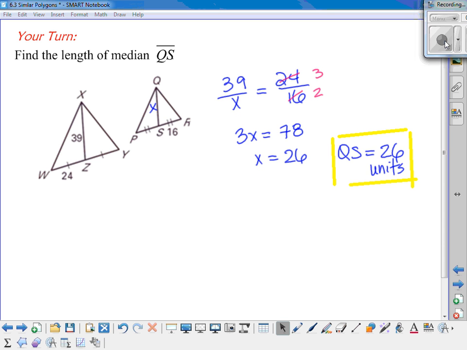Okay, so you should have set it up 39 over x equals 24 over 16. 24 over 16 could be reduced before you cross multiply, and then you end up getting that x is equal to 26. So the length of the median QS is 26 units. And that concludes this video.